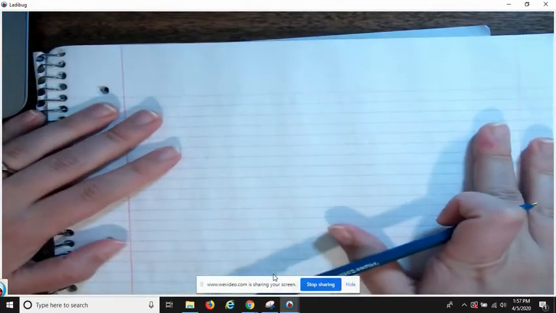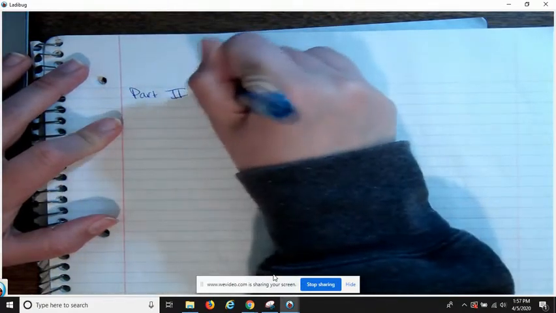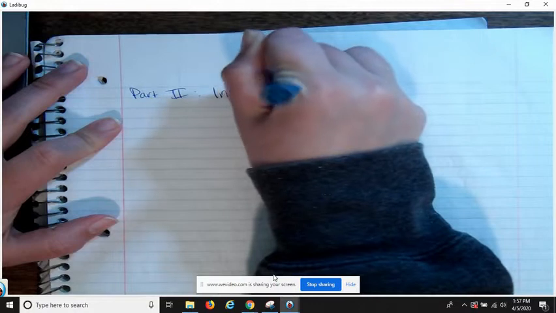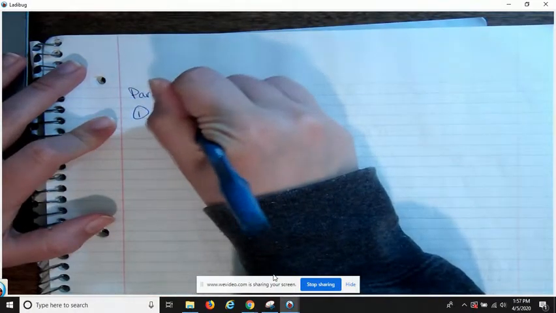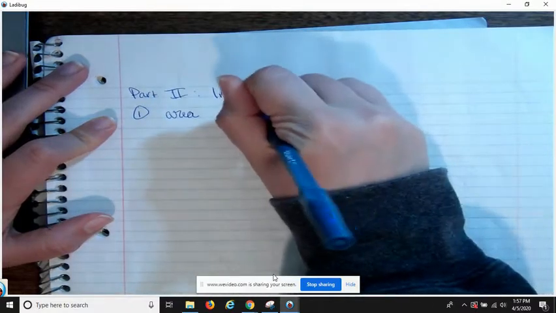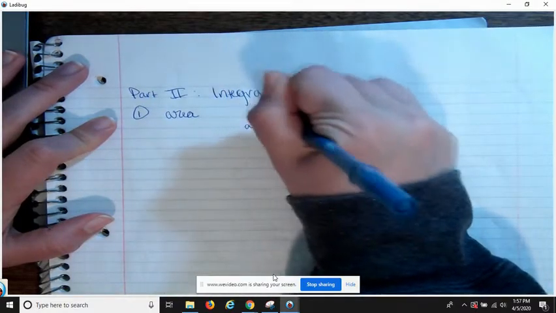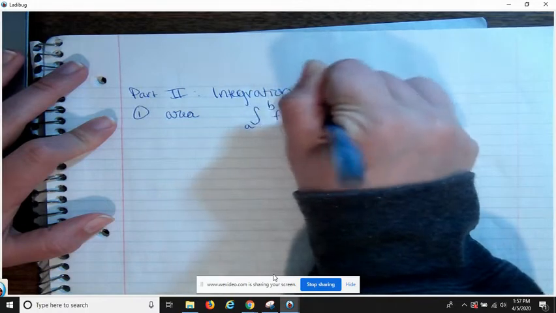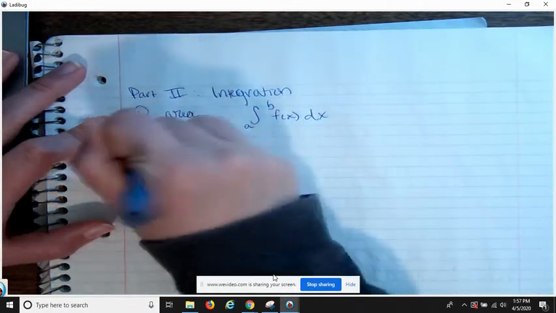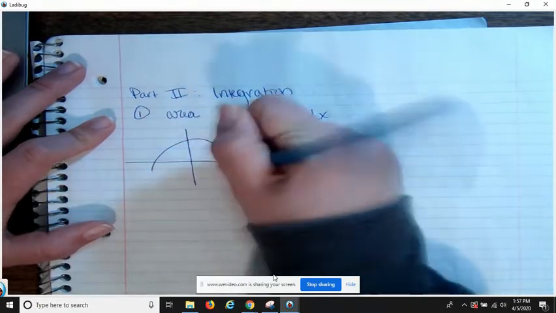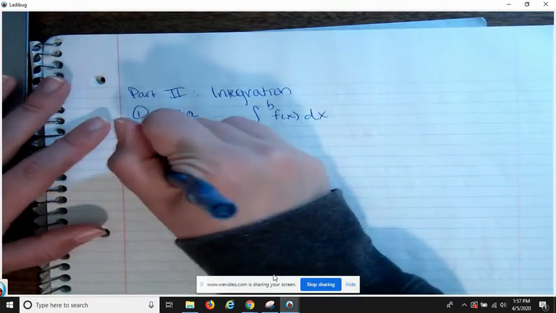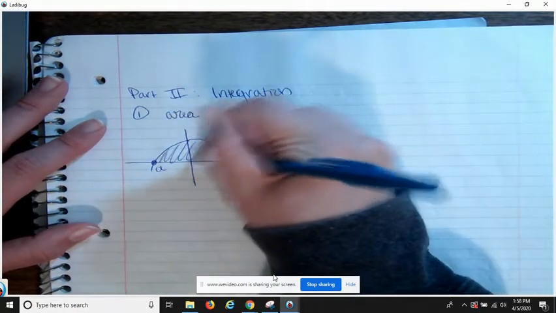Okay. So for part 2, integration. So first, we're going to talk about area. If you have an integral from a to b of f of x dx, you could be asked to find the area between the curve and the x-axis, in which case you would have to either find or be given a and b, and then you're finding this area between the curve.